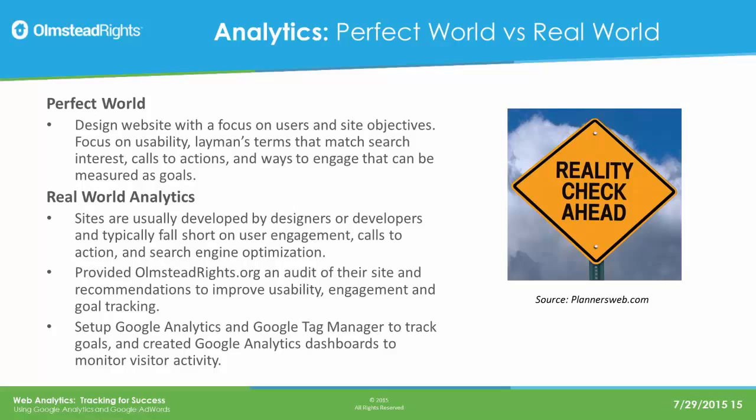And so what happens is a lot of work goes into launching a great site, and then the site basically doesn't perform because a lot of the things have not been dealt with. And so one of the things that becomes very key in what we were involved with Olmstead Rights is we audited their site and made recommendations to improve the usability, the engagement, and the goal tracking.